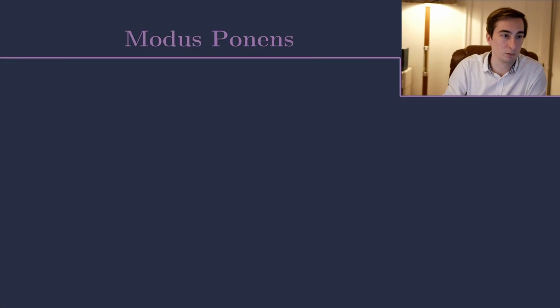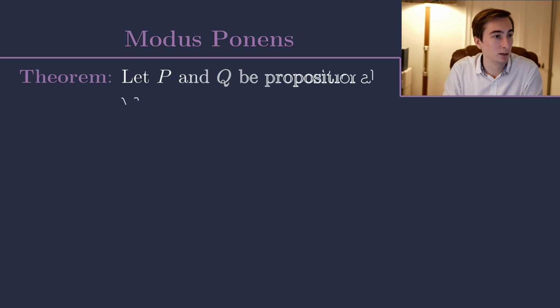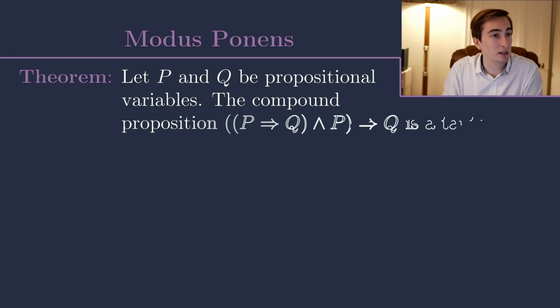So our first theorem that we're going to look at is called Modus Ponens, which translates from the Latin to say the mode by which affirming affirms, or the mode that by affirming affirms. And we'll see why it's called that by just looking at the statement of the theorem. So the theorem says that if P and Q are propositional variables, then this overall compound proposition that looks a bit complicated is a tautology. In other words, what it's saying is if we take P implies Q and then compound it with P and take that whole thing and say that implies Q, that thing is a tautology.